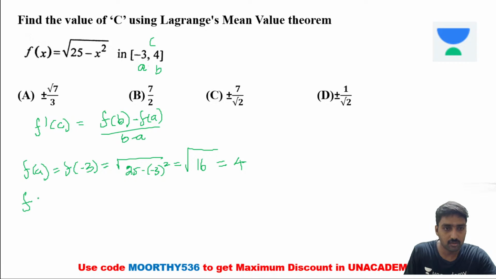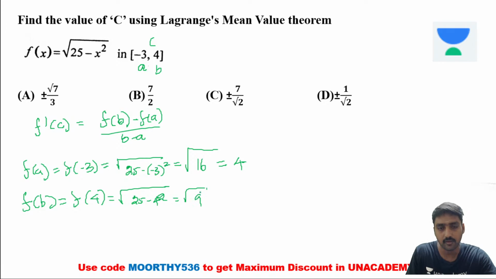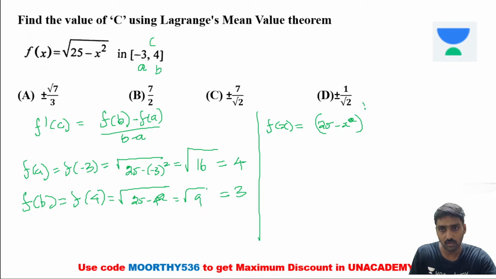Now f of B is equal to f of 4, which is root of 25 minus 4 square, which is root of 9, equal to 3. Now for the function f of x, we need to identify the f dash of x value. f of x is equal to 25 minus x square, whole power 1 divided by 2. A root is power 1 divided by 2. So this is the value. Is it clear now? Okay.